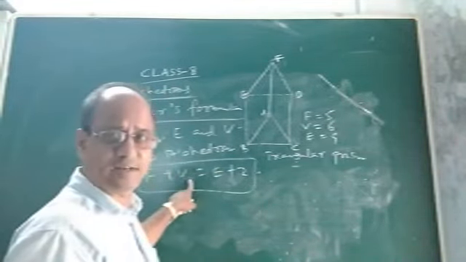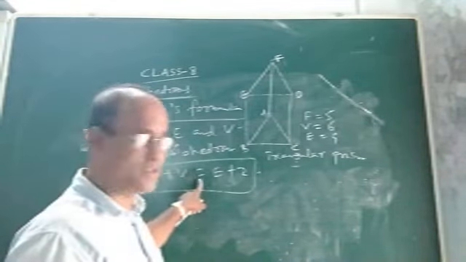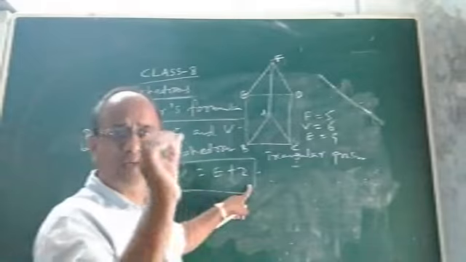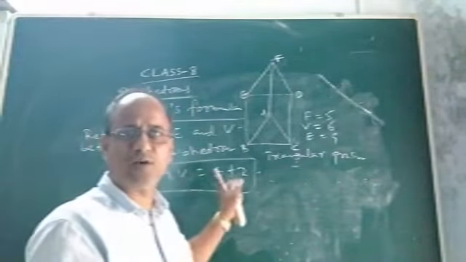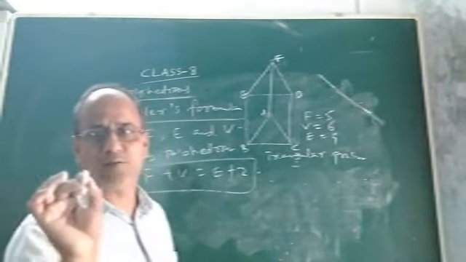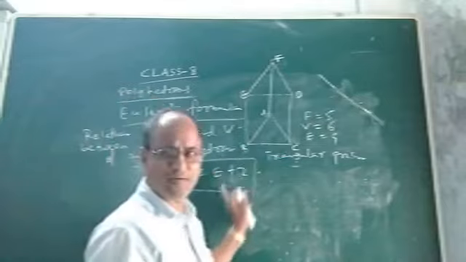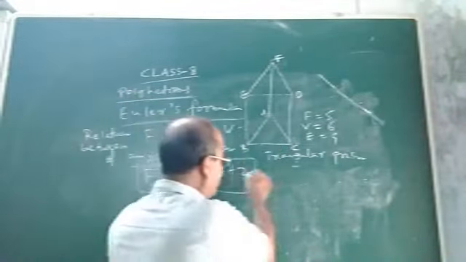If E comes to this side, it will be minus. Number of faces plus number of vertices minus number of edges will always be equal to 2 in the case of a polyhedron. For all polyhedra, this relation is satisfied, and it is known as Euler's formula. So let us verify whether Euler's formula is true.